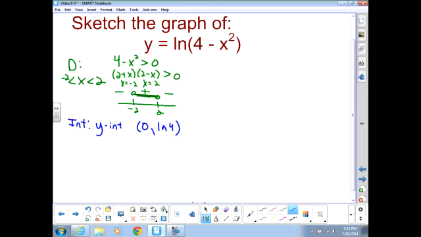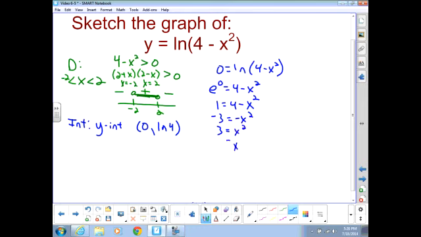Next, we'll have our x-intercepts. We'll want to know when this is going to be 0. So we'll have 0 equals natural log of 4 minus x squared. We're going to have to switch forms. Natural log is really log base e, so this will be e to the 0 equals 4 minus x squared. E to the 0 is just 1. Subtract your 4 over, you get negative 3 equals negative x squared. That's 3 equals x squared, so x will equal plus and minus square root of 3.